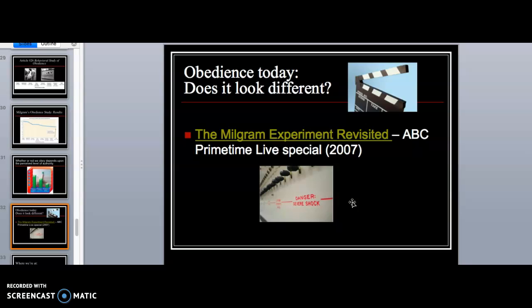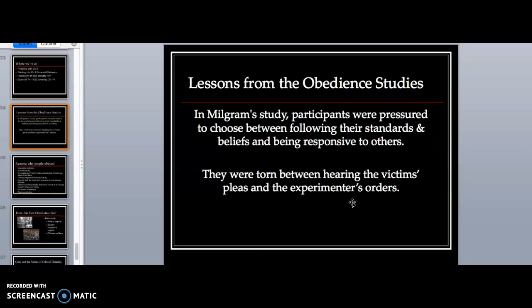So you're going to want to read about the Milgram experiment first in the article. It's also talked about in the chapter. And then you're going to want to watch the video so that you can see the distinct differences between the original and the revised experiment. And I've put some little questions that go along with the video that are going to help you with that.